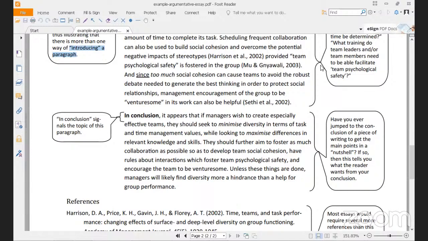cohesion. Have cohesion. Have rules about interactions which foster team psychological safety and encourage the team to be venturesome. Unless these things are done, managers will likely find diversity more a hindrance than a help for group performance.